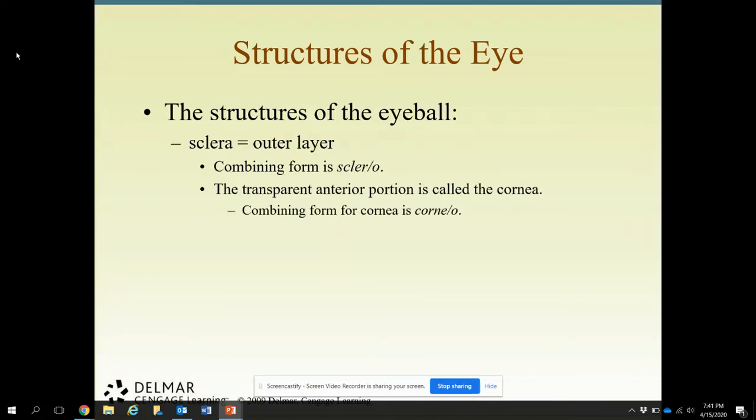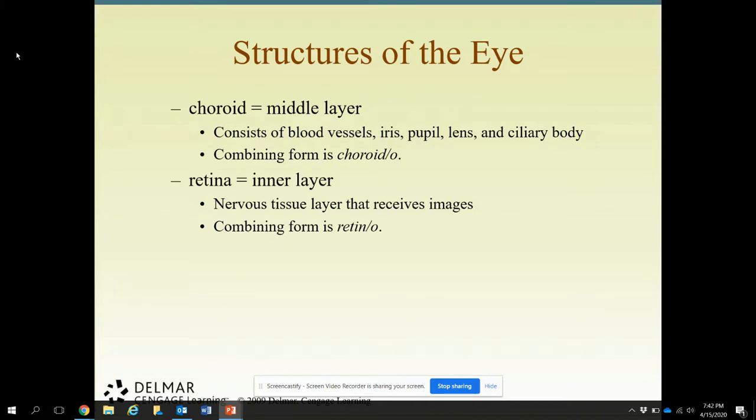The structure of the eyeball: you have the sclera, which is the outer layer. The transparent anterior portion of the eye is called the cornea. The choroid is the middle layer, and it consists of blood vessels, the iris, the pupil, the lens, and the ciliary body. The retina is the inner layer, the nervous tissue that receives messages and sends them to the brain.